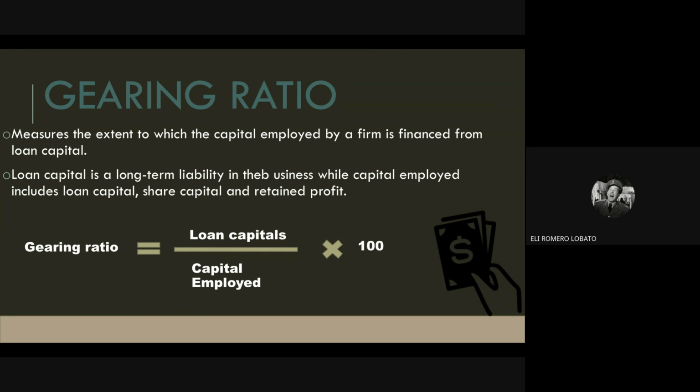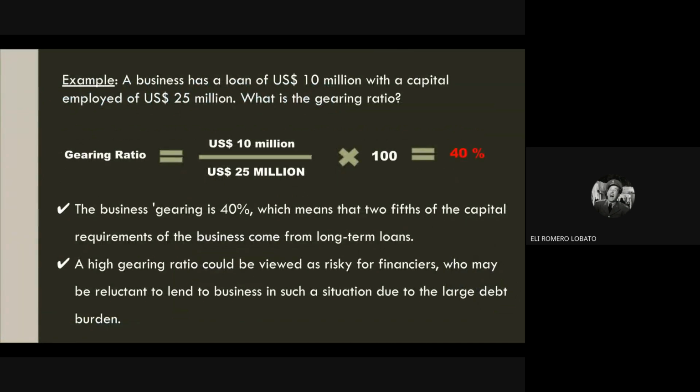The formula is loan capital over capital employed times 100%. In this case, the result you get is a percentage. I'm going to show you an example here. A business, maybe this business could be Pelican, has a loan of $10 million with a capital employed of about $25 million. What is the gearing ratio?